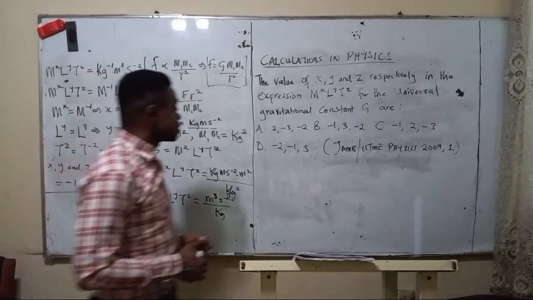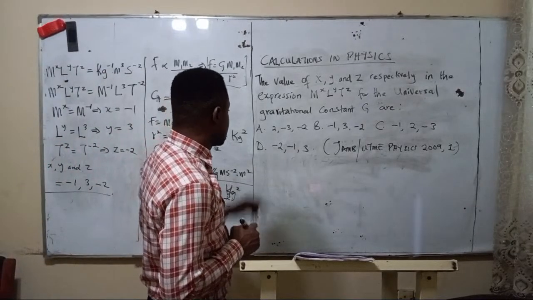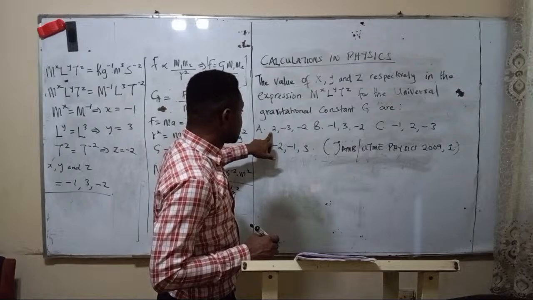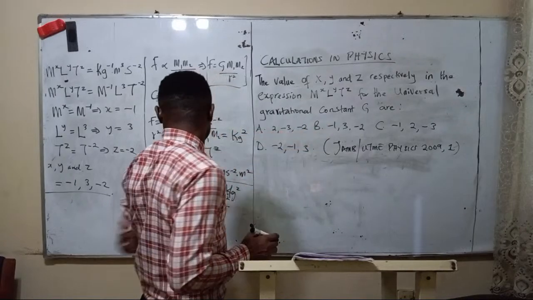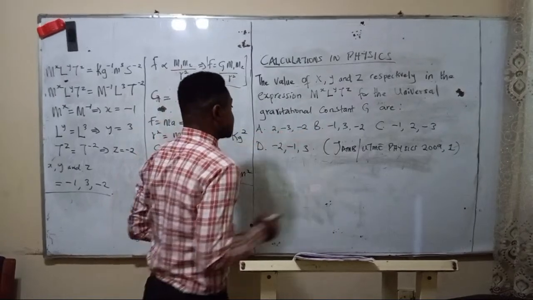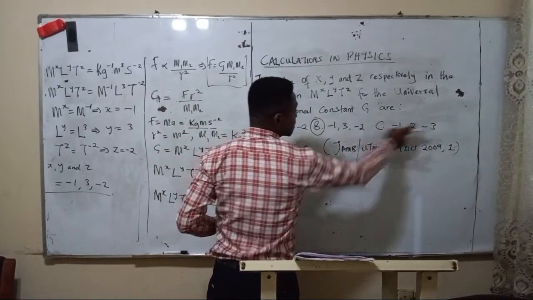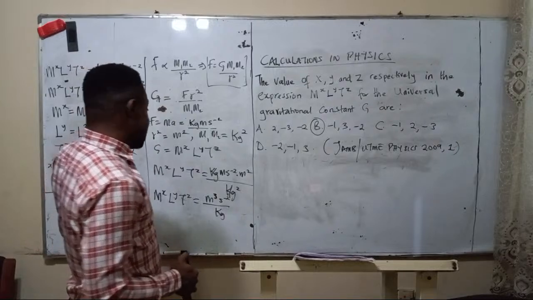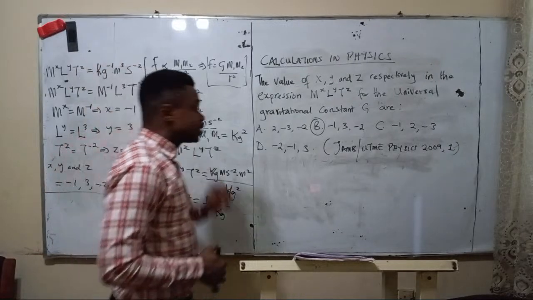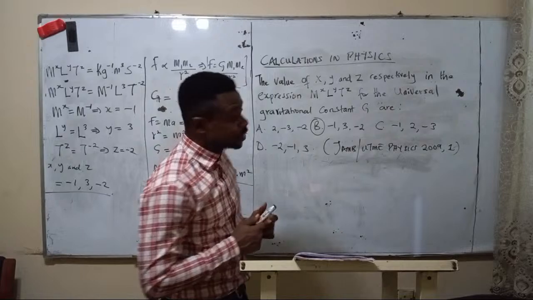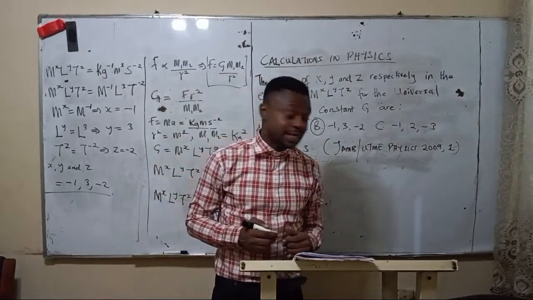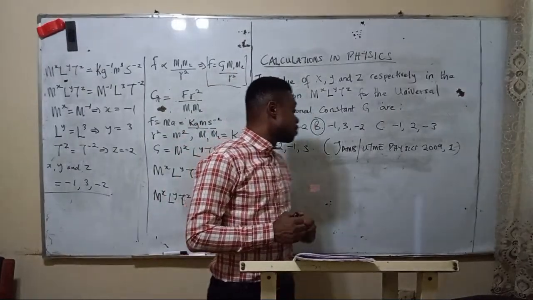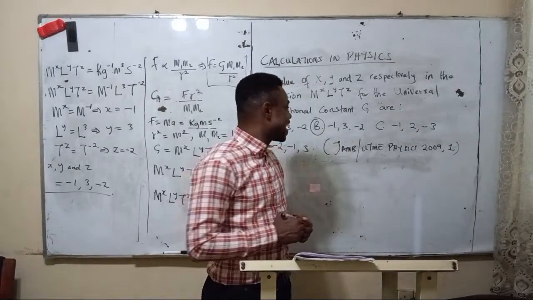Let's look at the options. No, it's not A. Minus 1, 3, and minus 2: the answer is B. But let's confirm others. It's not C. It's not D. So the answer is B. So the answer to JAMB UTME Physics 2009 question 1 is B. Minus 1, 3, and minus 2.